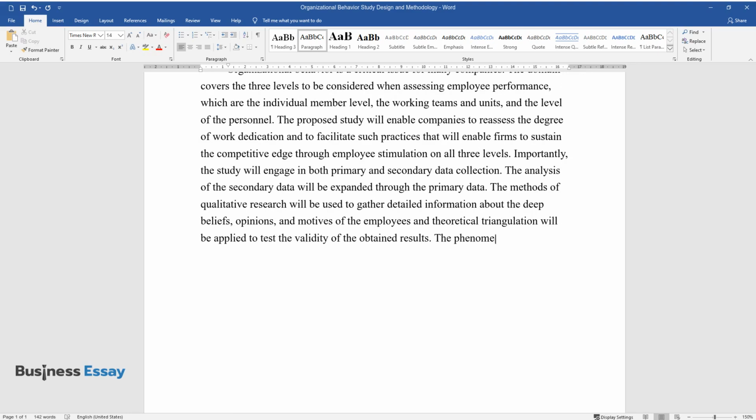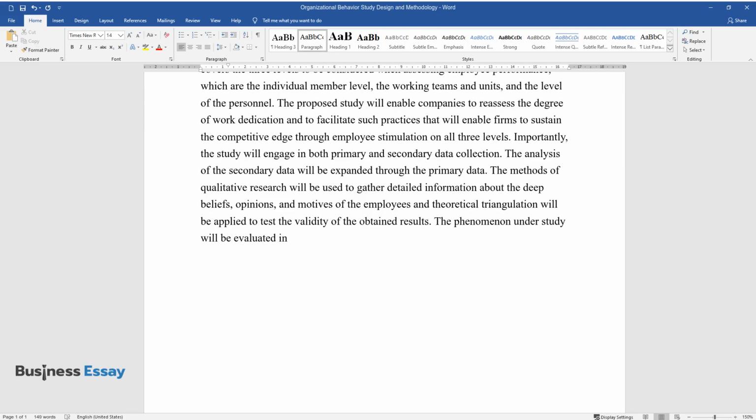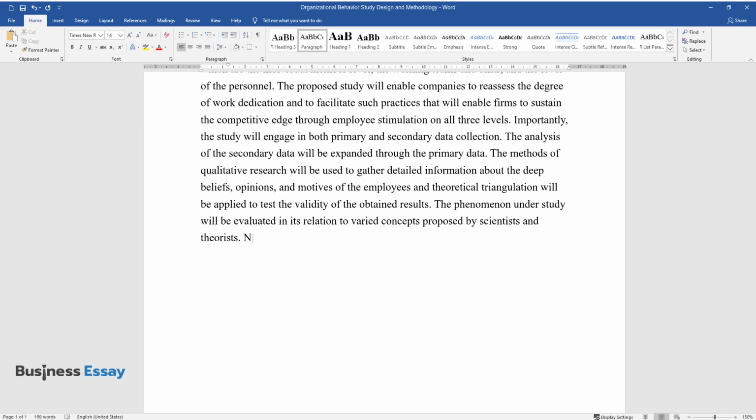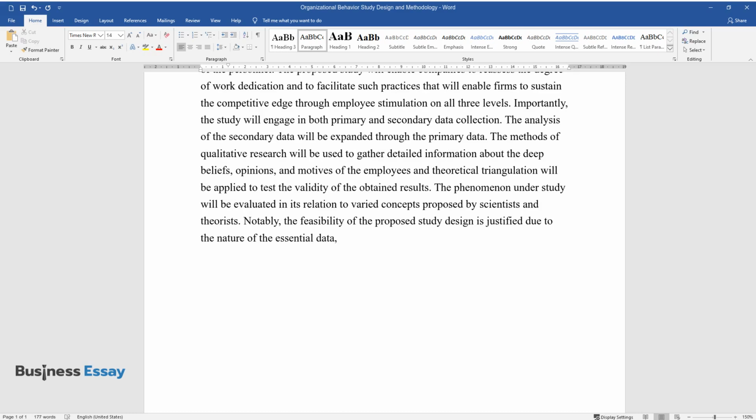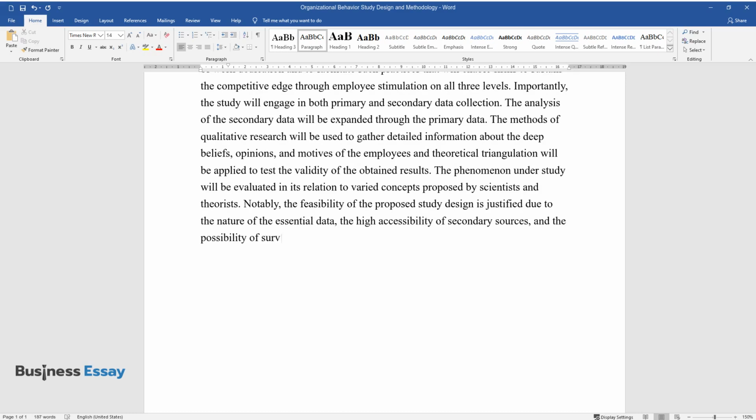The phenomenon under study will be evaluated in its relation to varied concepts proposed by scientists and theorists. Notably, the feasibility of the proposed study design is justified due to the nature of the essential data, the high accessibility of secondary sources, and the possibility of surveying the internet.